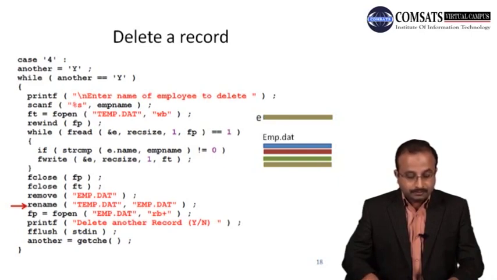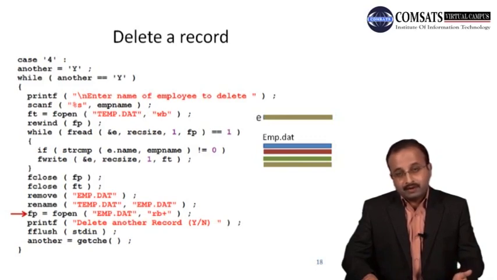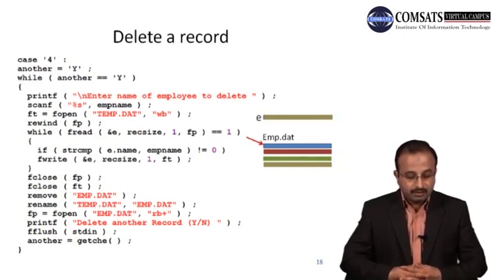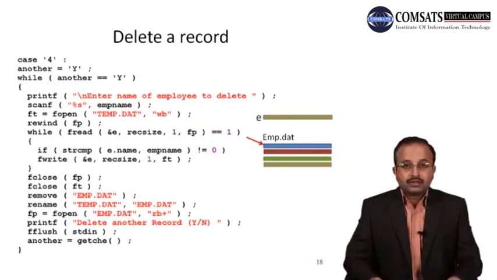After renaming, again you open that file in rb plus mode. You open the emp.dat file. Yes, the emp.dat file exists, and it is opened in rb plus mode. So the file pointer points to the beginning of that file, and then you again print the message, do you want to delete another record? If the user says yes, I want to delete another record, then this process is repeated again. So this is the end of our today's lecture.